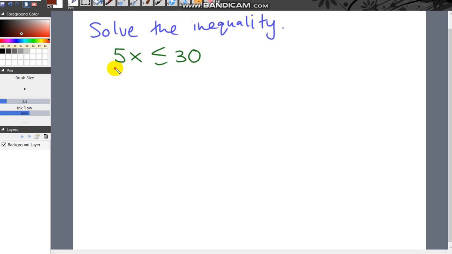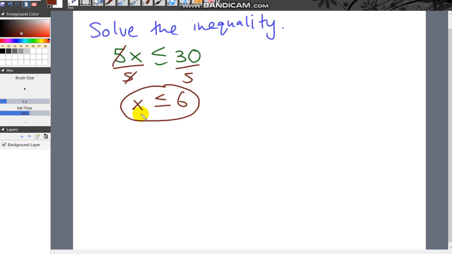Okay, so what I see here, you can divide by 5 on both sides. We can see the 5's cancel, we get x is less than or equal to 30 divided by 5, which is 6. There we go. That's it. So that is how you would solve the inequality for x. Okay, so let's try to do another example.